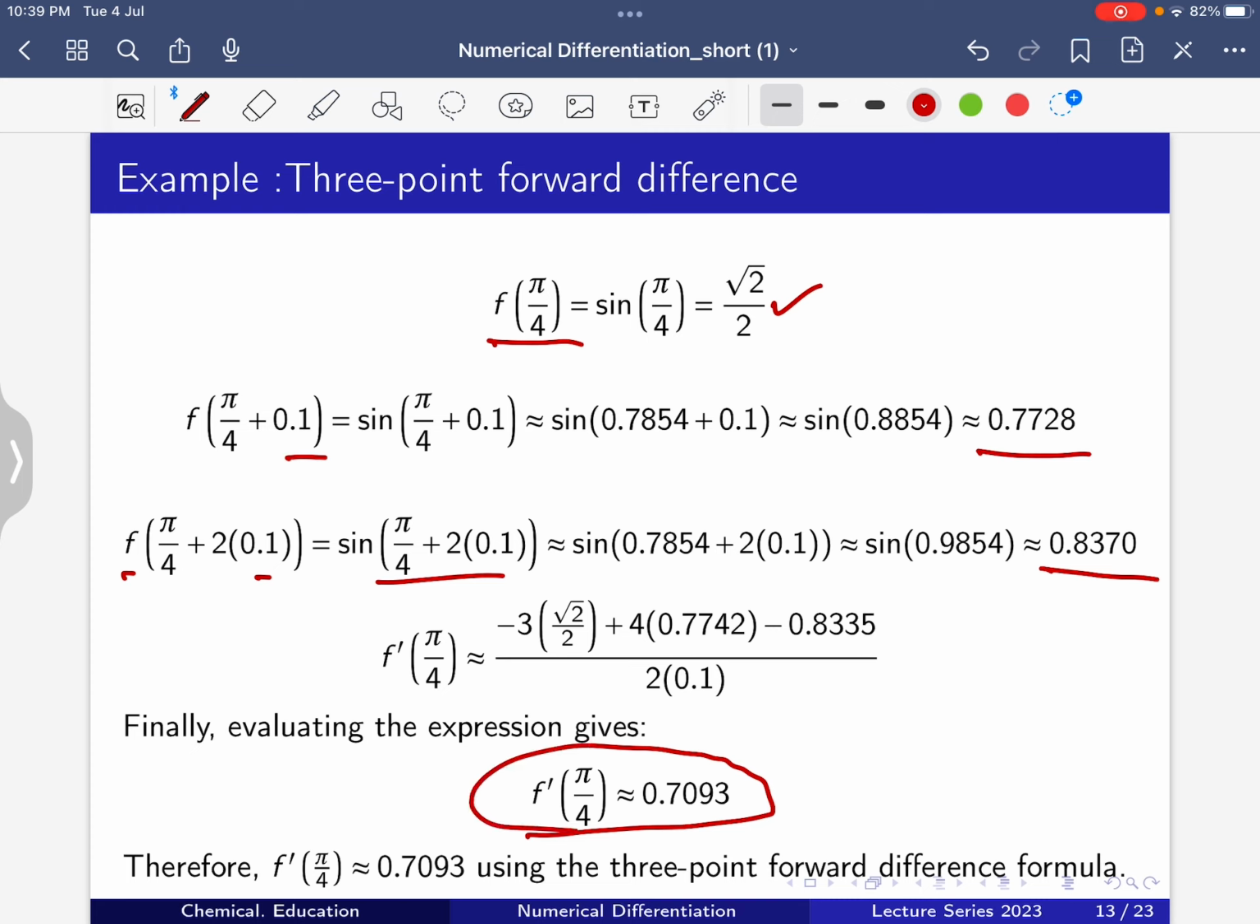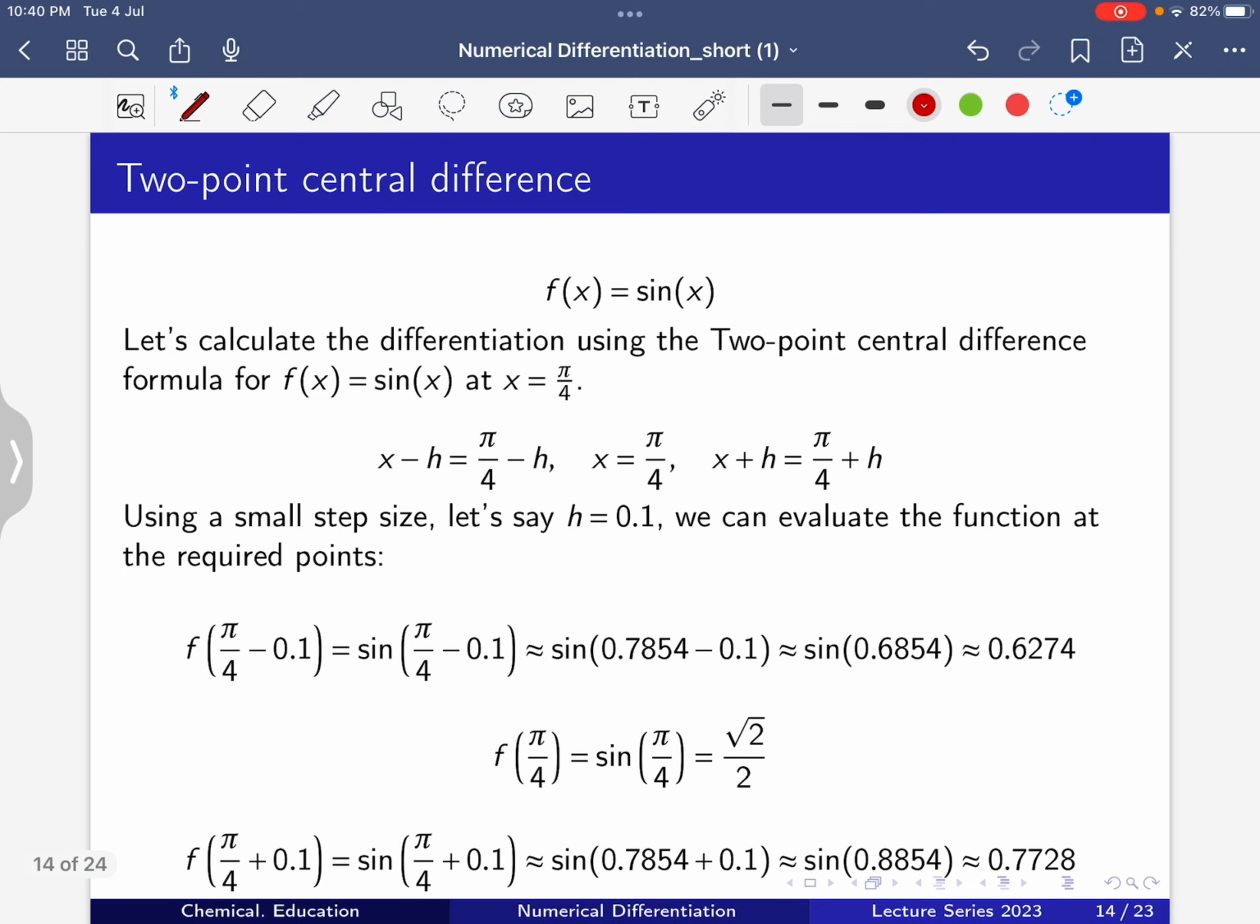0.7093. So backward we got 0.7096, analytically we got 0.707. So you can see the results are very similar. Now next is very popular, so generally we use central difference, that is second order accuracy.